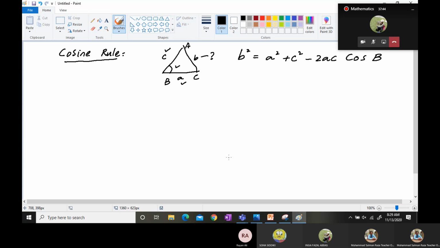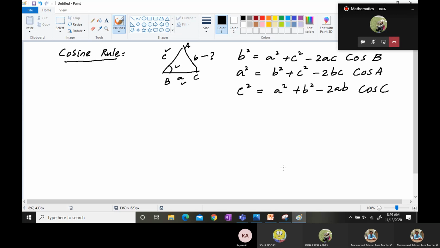This is how the cosine rule works. Now suppose side A is missing, so we are going to write the formula in this way: b squared plus c squared minus 2bc cos A. Now suppose side C is missing, so we will find the formula as a squared plus b squared minus 2ab cos C. Now we can find any of the unknown angles if all three sides are mentioned.